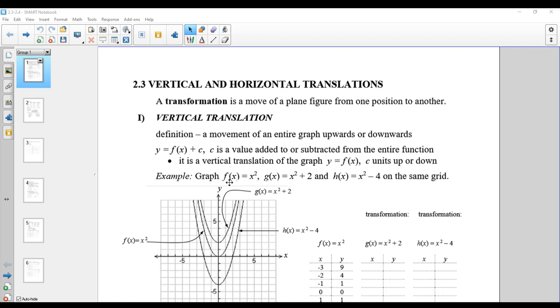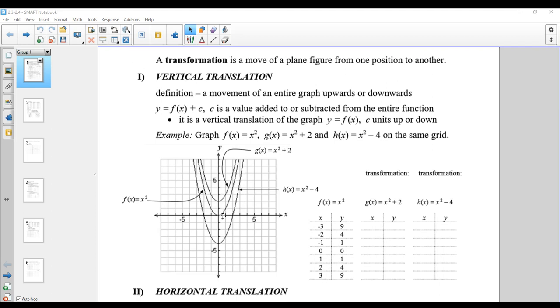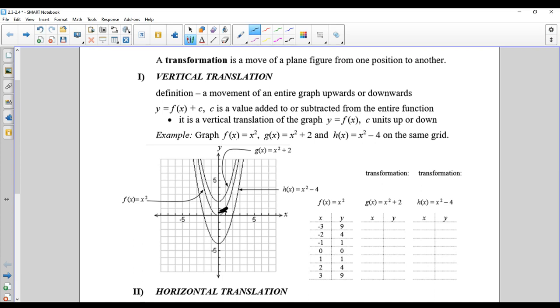So for example, the function is f of x equals x squared, g of x equals x squared plus 2, and h of x equals x squared minus 4. These are all on the same grid. The original function is the x squared function, this line right here. Let me put that in red, actually. So this line right here is my x squared function.